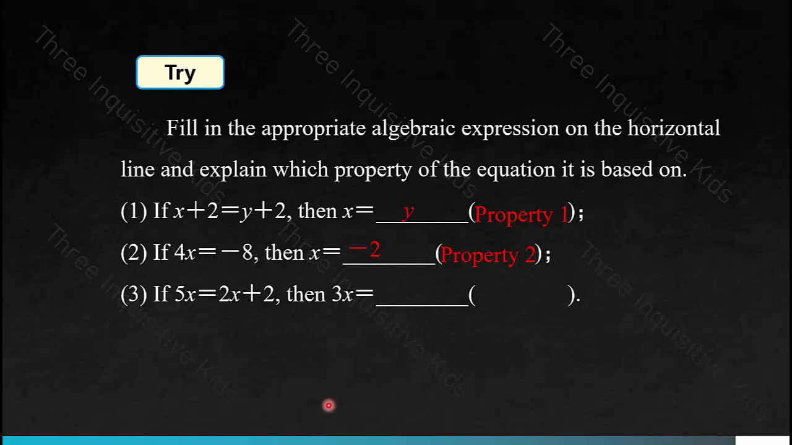If 5x is equal to 2x plus 2, then 3x is equal to blank. Well, here you might see 5x and 2x. So that relates to 3x because you can subtract 2x from both sides of the equation. So 3x is equal to 2. This is property 1 of the linear equation. Remember, you don't just have to add or subtract constants, which is a single number. You can also add or subtract expressions.